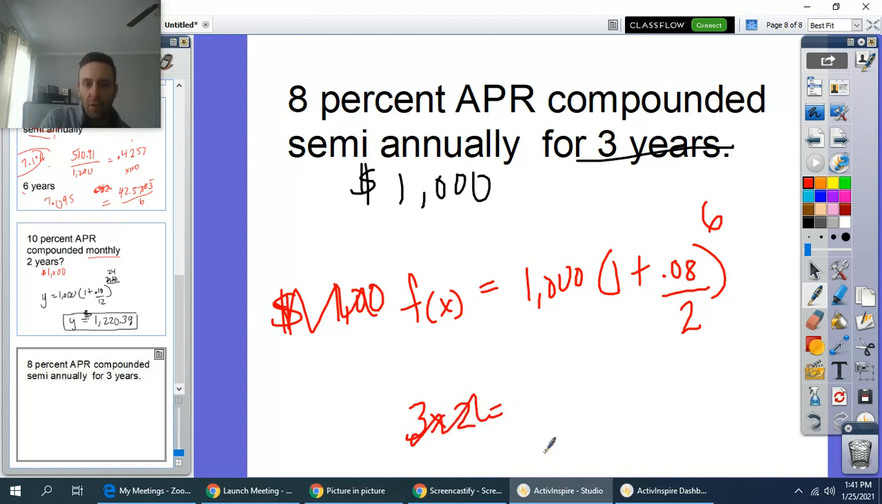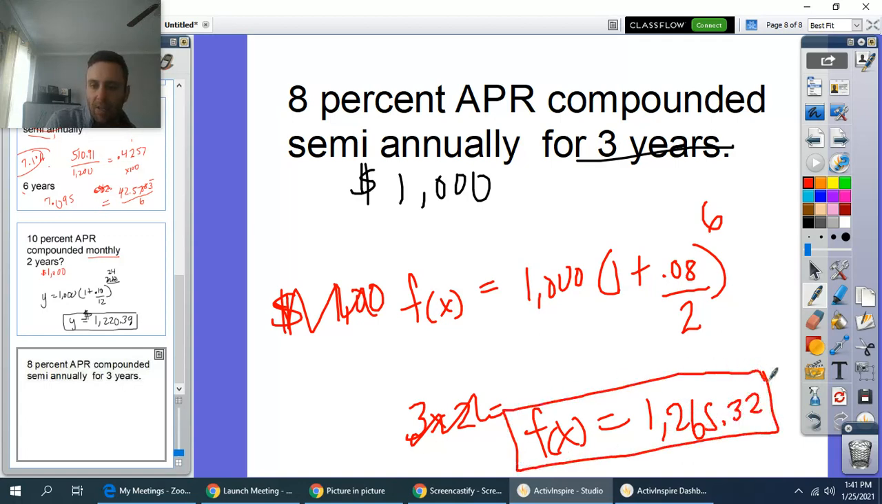If you do all of this, 0.08 divided by 2, you're really dealing with 0.04. So it's 1.04 to the 6th power times 1,000. And you end up with, you just made $1,265 and about 32 cents. You can round it at the end because it's your final answer. And that's how we do these kinds of problems.